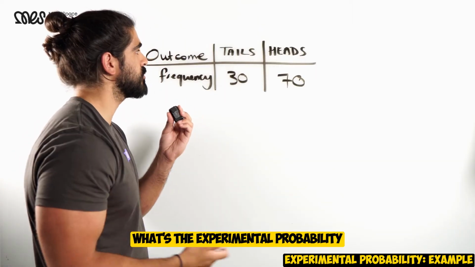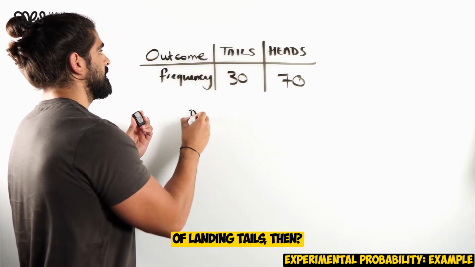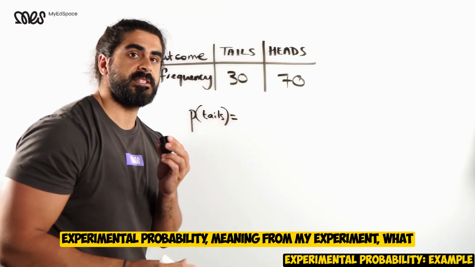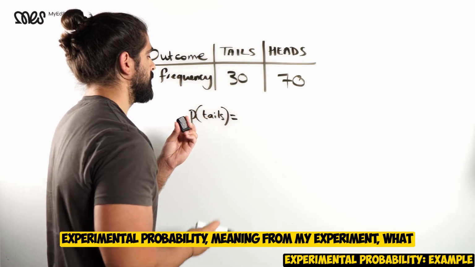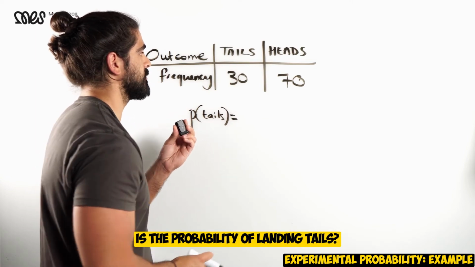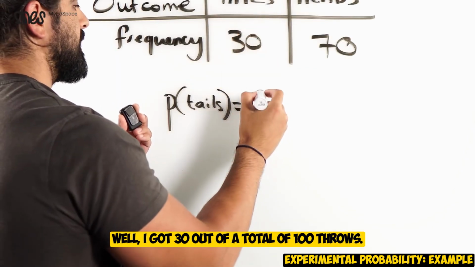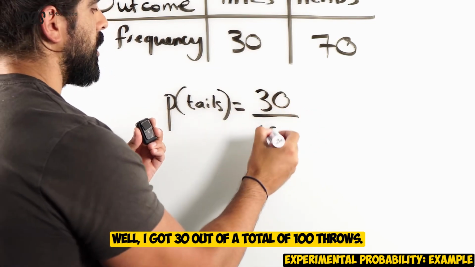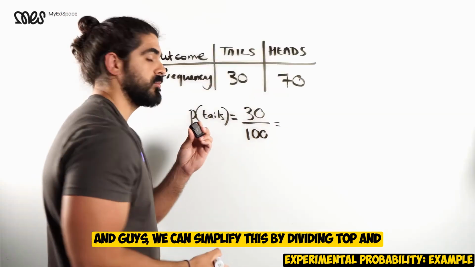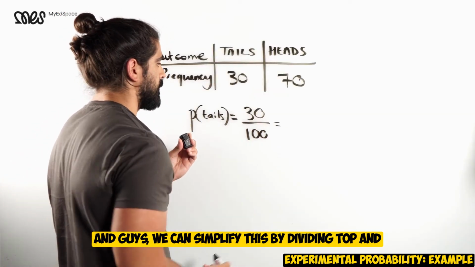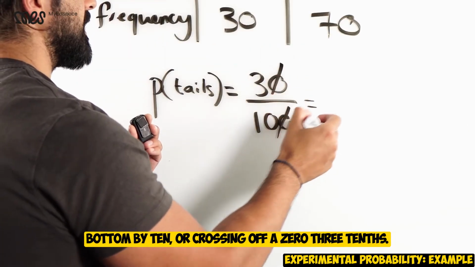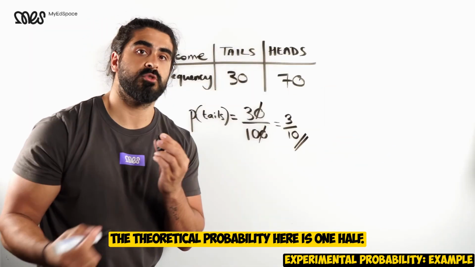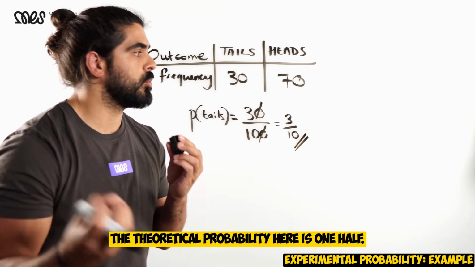What's the experimental probability of landing tails then? Experimental probability meaning, from my experiment, what is the probability of landing tails? Well, I got 30 out of a total of 100 throws. And guys, we can simplify this by dividing top and bottom by 10 or crossing off a 0, 3/10. The theoretical probability here is 1/2.